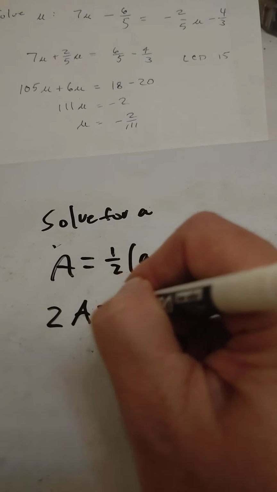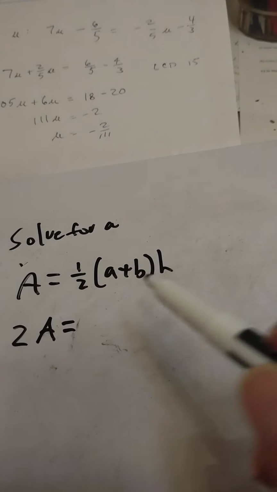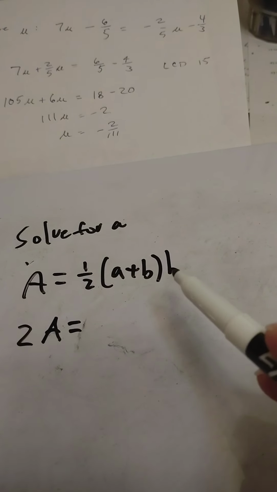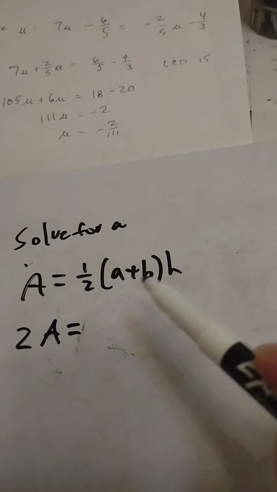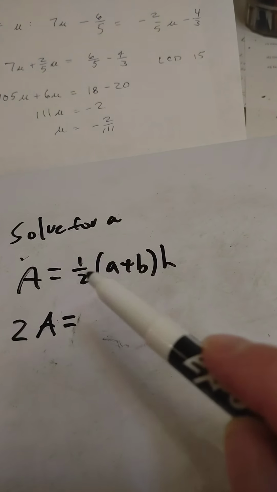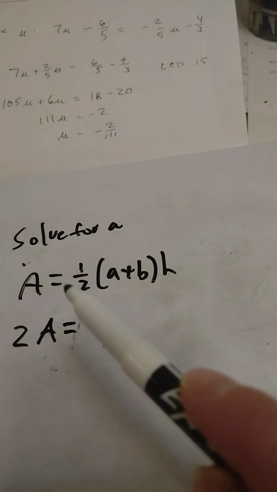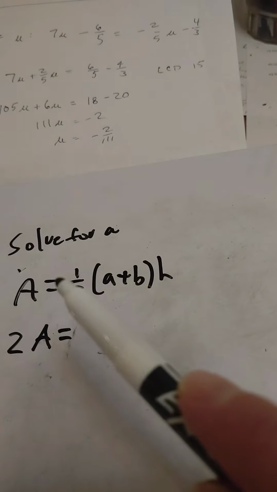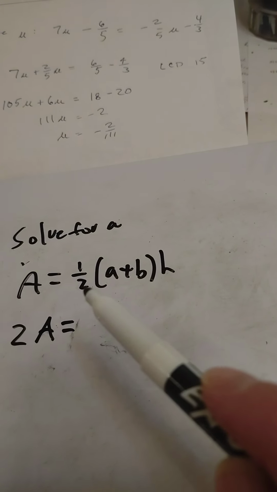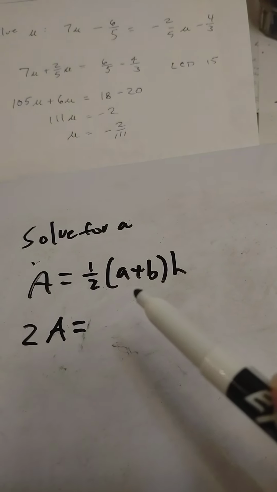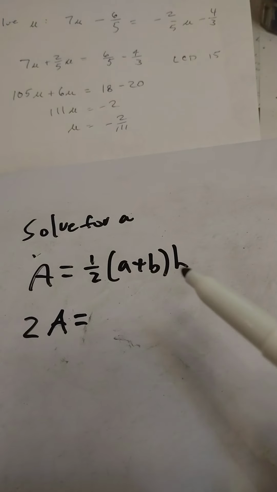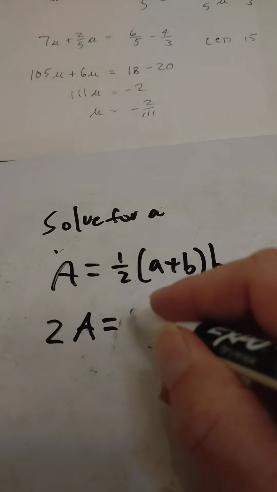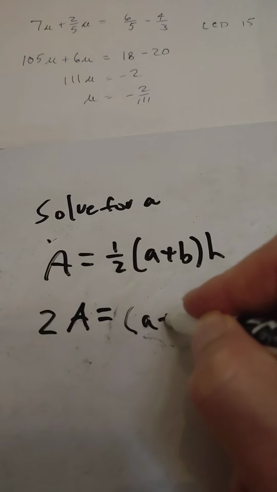2 times a equals, this is a product here. If I multiply this whole right-hand side by 2, there's no distributive property here. Just, what's 2 times 1/2? Isn't that just 1? And then what's 1 times a plus b? A plus b. What's a plus b times h? A plus b times h. So I'm going to write this.